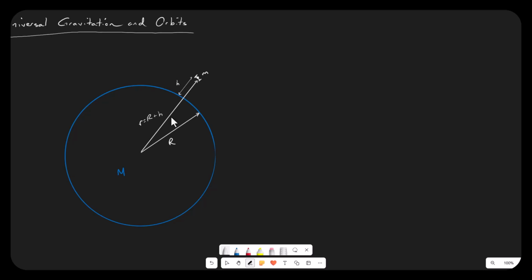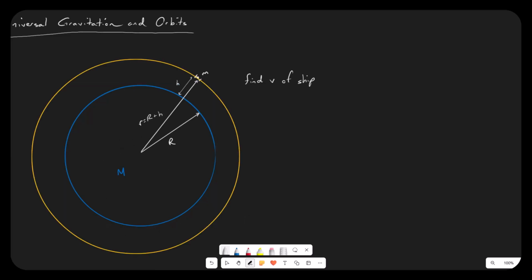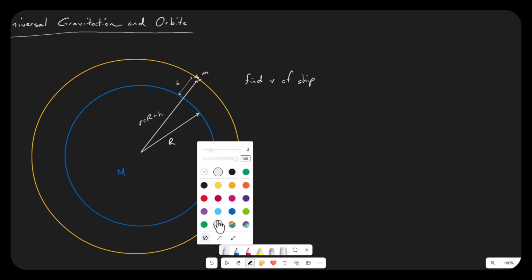For right now, let's say we can find the speed of the ship as it orbits. Now this ship is going to make a circular orbit around this planet. I know that I have already labeled this R, but I've got this nice yellow line for my circle, so I'm going to do that for my radius.